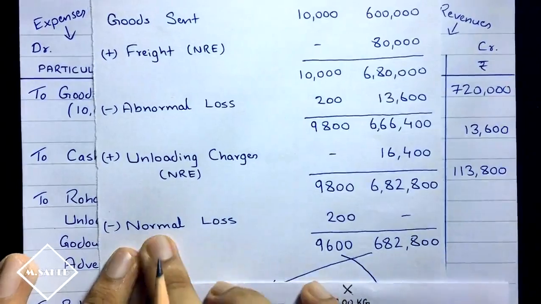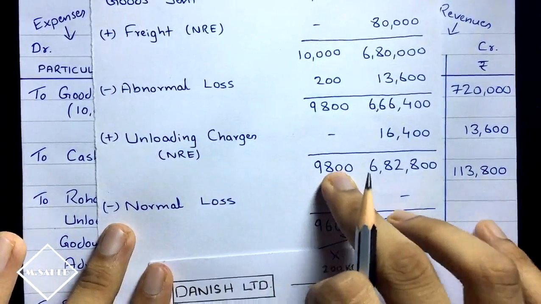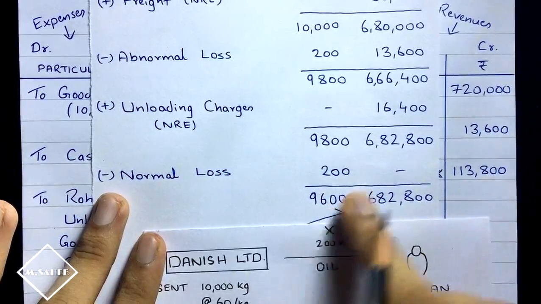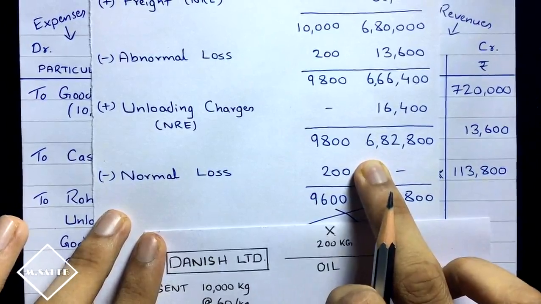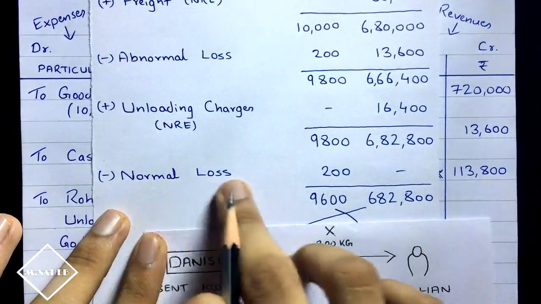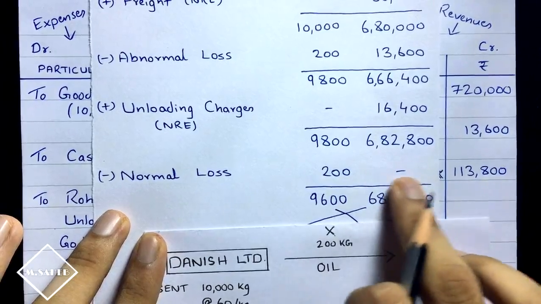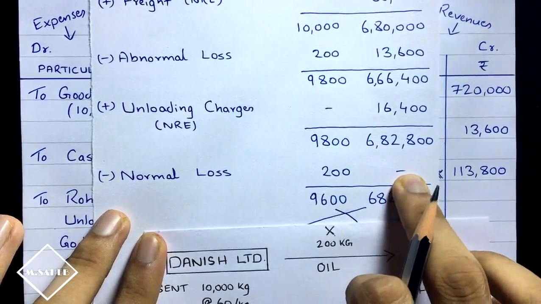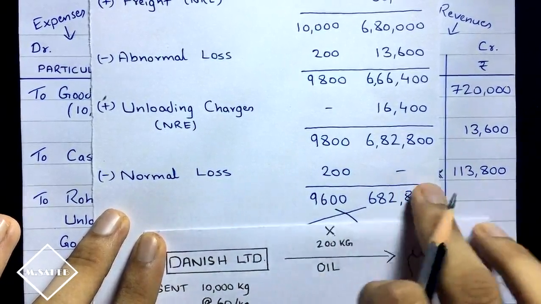See, normal loss will be taken, of course it will reduce the quantity, so you have to reduce that. From 9,800 it will become 9,600. The 200 has been lost, but due to leakage, okay, but this normal loss is not considered to be real loss, so you will not reduce the cost. You will not reduce the cost, so we will not do the valuation of normal loss, and we will not deduct the value of normal loss, okay.